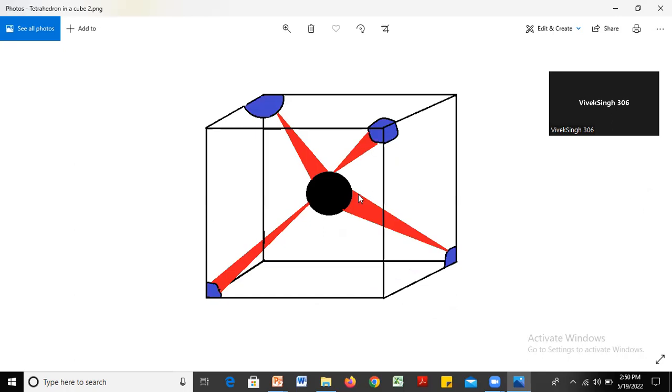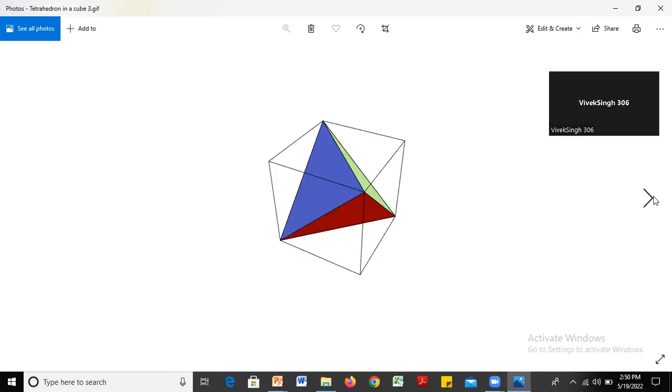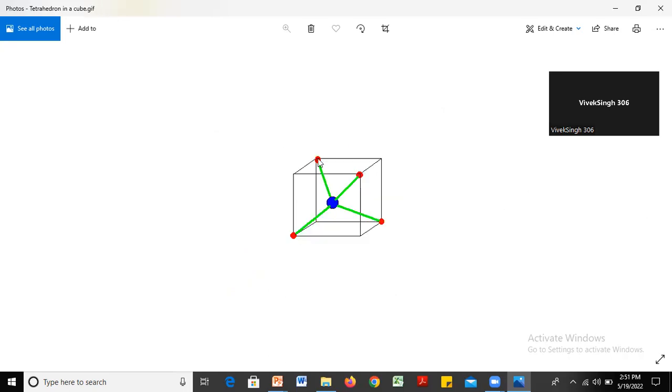Here is another diagram representing the four ligands that are approaching the central metal ion along the alternate corners of the cube. This is a cube, and this is a different color representation of the tetrahedral. This is a tetrahedral diagram inside a cube. This is another representation which shows the alternate ligands approaching the central metal ion along the alternate corners of the cube.